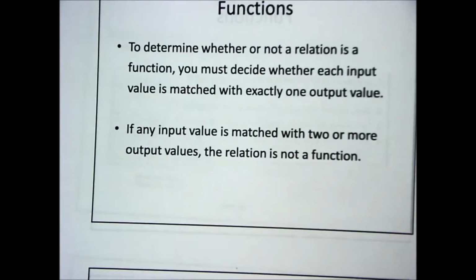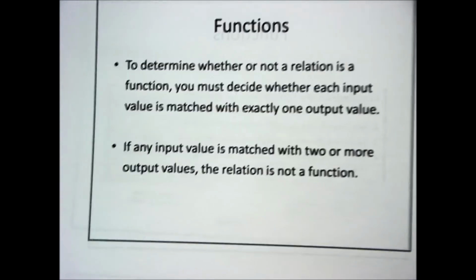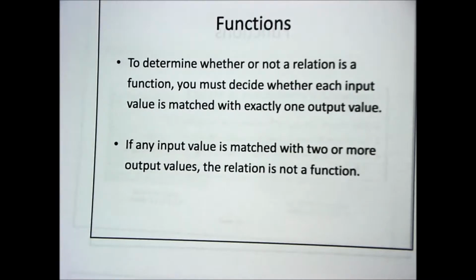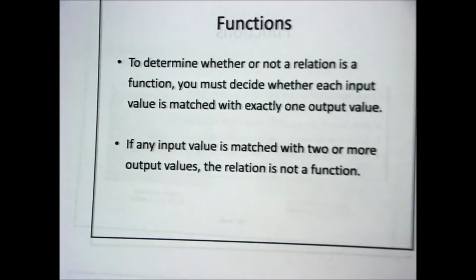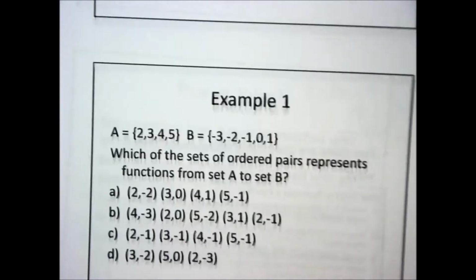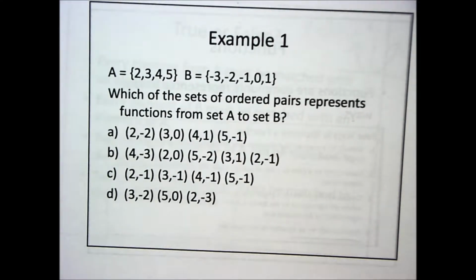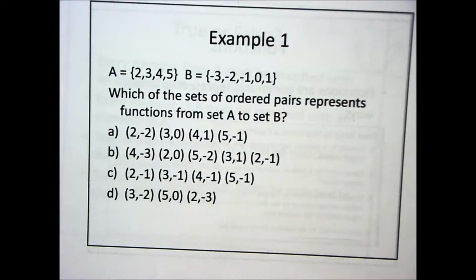To determine whether or not a relation is a function, you must decide whether each input value is matched to exactly one output. If any input value is matched to 2 or more outputs, the relation is not a function. So if I look at this set, 2, 3, 4, 5 for A, and B is negative 3 through 1 integers. Which set of ordered pairs represents a function from set A to B? Honestly, usually it's easier to spot the ones that are not. Does anybody see one up there that's not a function?